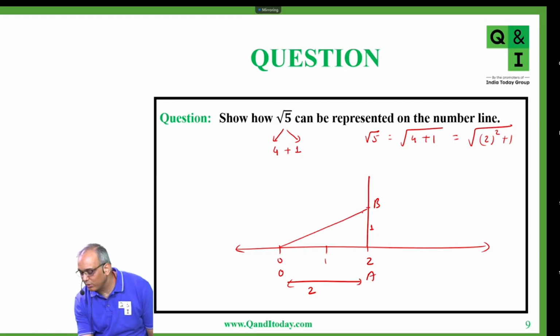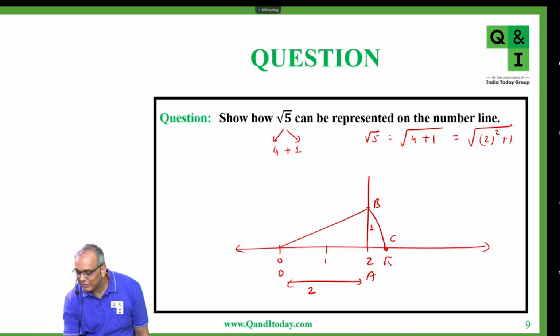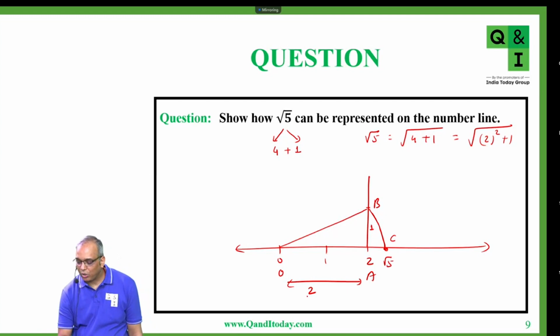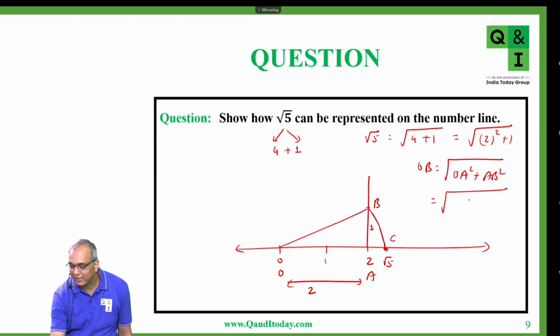Now what we'll do is, taking OB as my radius, we'll draw an arc. And let's say this arc meets at this point C. This point is root 5. Now, how do you calculate that? By Pythagoras theorem, OB is equal to root under OA square plus AB square, which is root under 2 square plus 1 square, which is 4 plus 1, that is root 5.